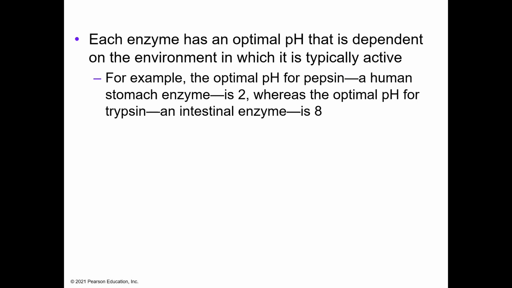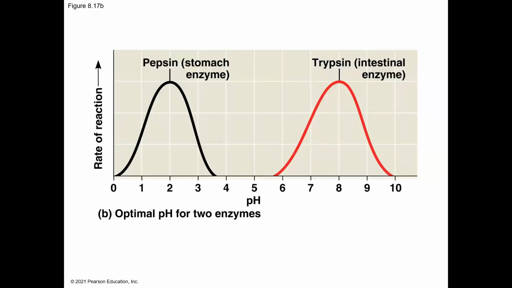For example, the optimal pH for pepsin, which is a stomach enzyme, is 2, whereas the optimal pH for trypsin, which is an intestinal enzyme, is 8, or basic. So the optimal pH for these two enzymes in the same organism is very different from each other.